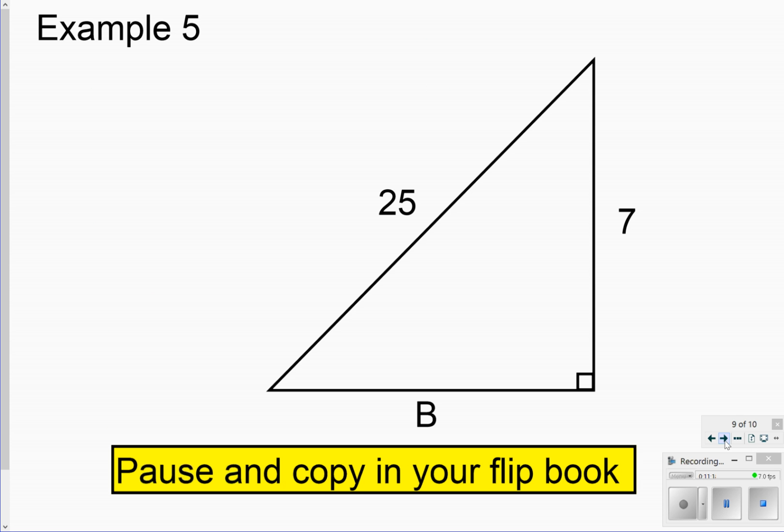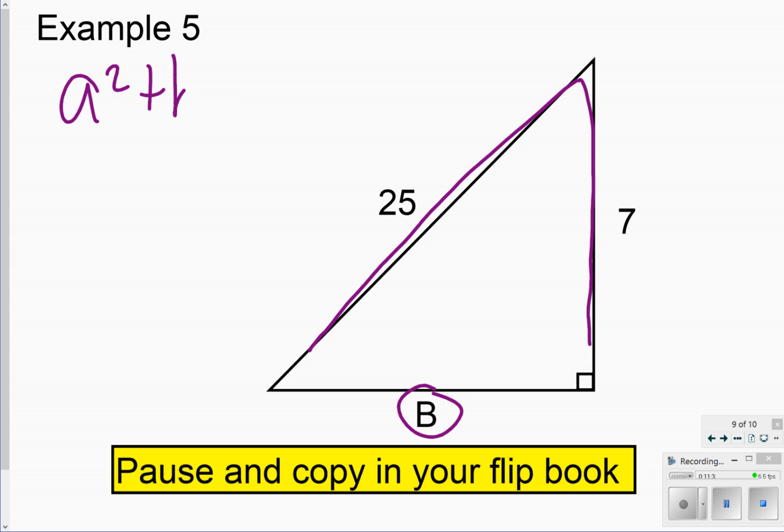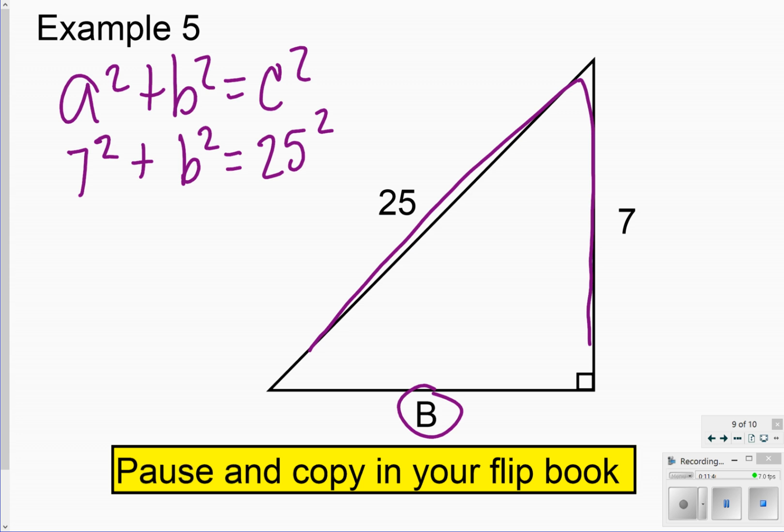Okay, we have our last example for the day. It's similar to the one we just did. Again, we are given the hypotenuse, and we're given one of our legs, but one of the other legs is missing. If we use our formula, a squared plus b squared equals c squared, we have a this time, which is 7 squared. We don't have b, so we'll keep that there. And c squared is 25 squared. So 49 plus b squared is equal to 25 squared, which is 625.